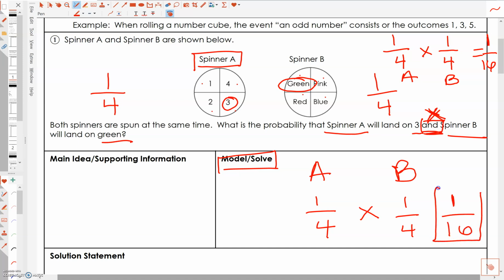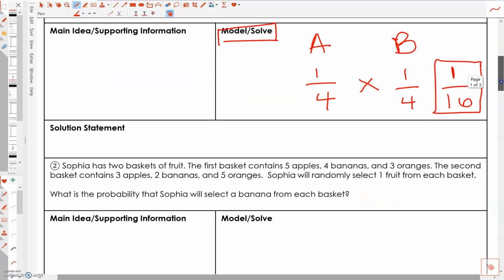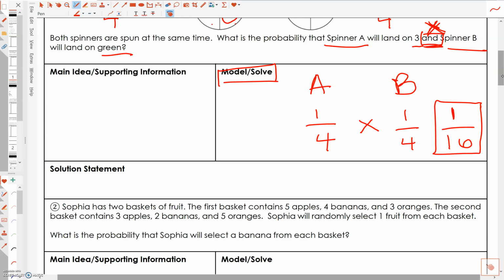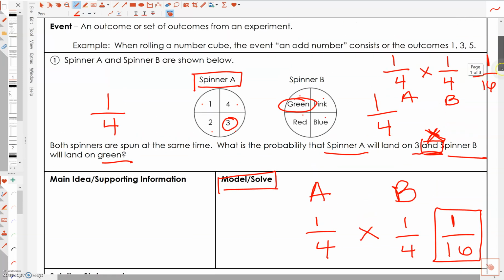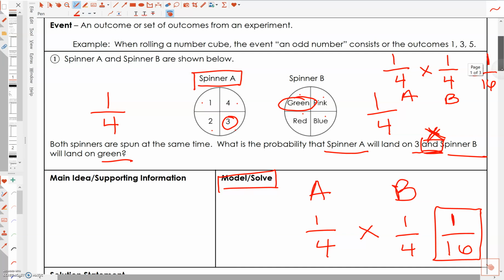So, answering your question, what is the probability that spinner A will land on 3 and spinner B will land on green? The probability is 1 out of 16. I'll go ahead and leave it there for a little bit.